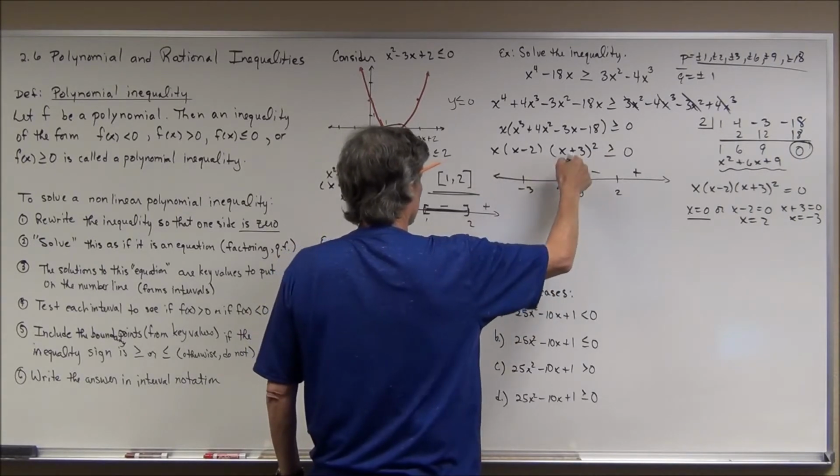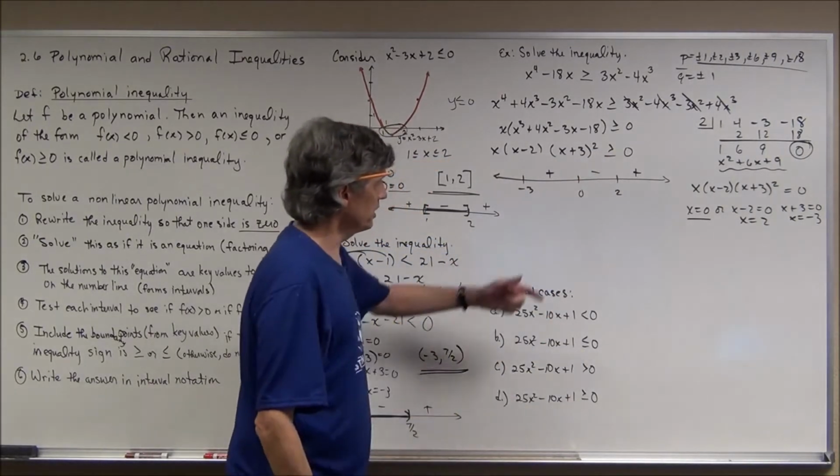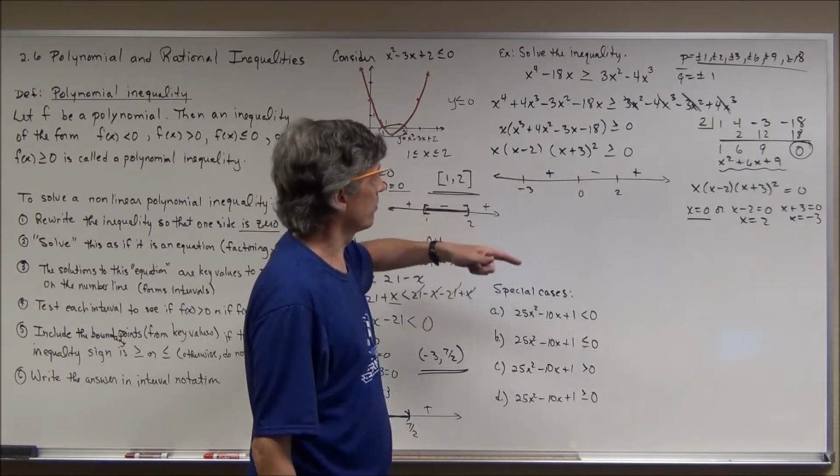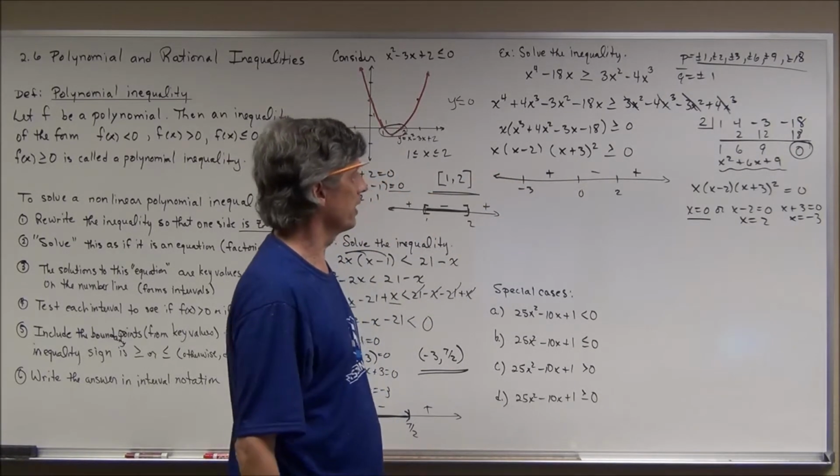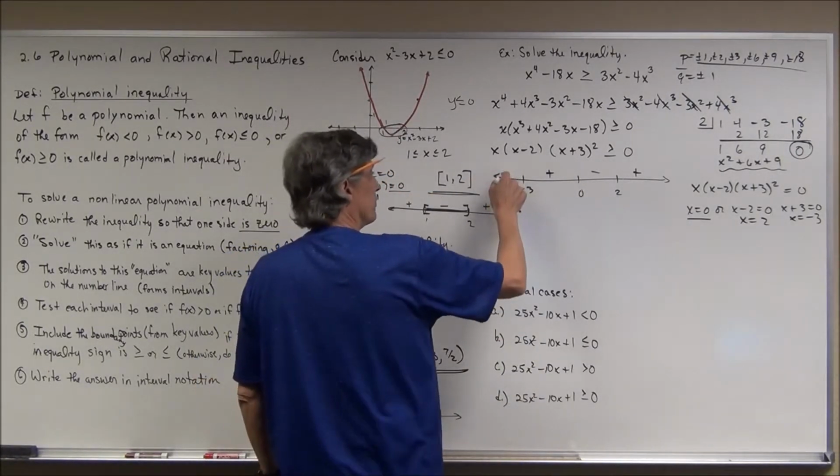So negative times positive is positive. And you can see it looks like it's just going to alternate. Why bother plugging in another number? It's just going to end up being negative, right? Well, let's try. Negative 10.